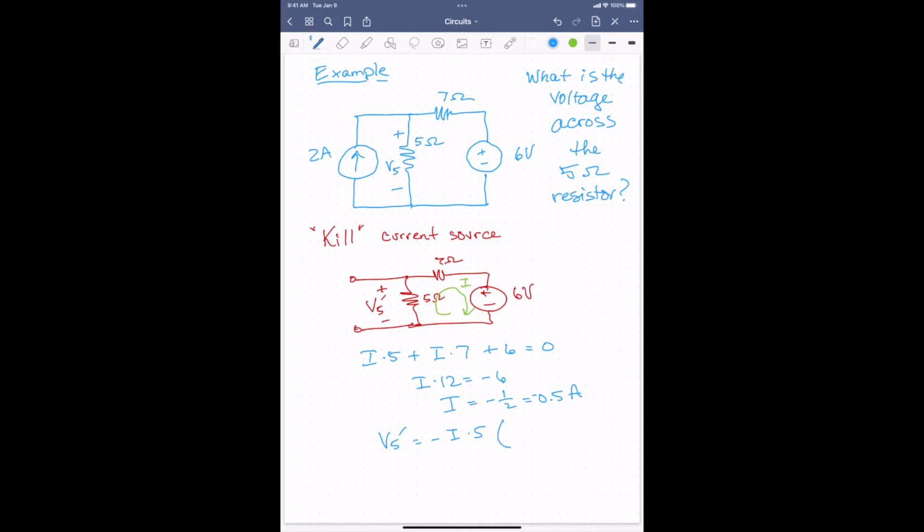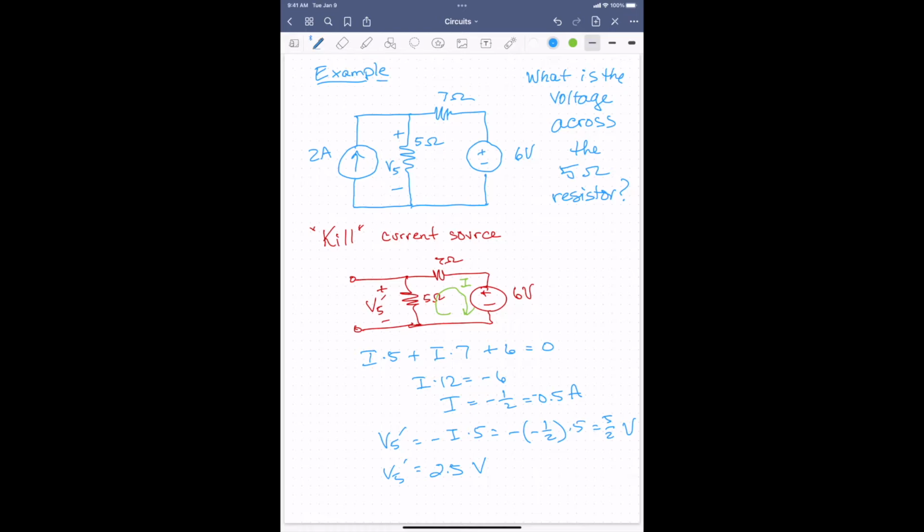So V5 prime is equal to minus I, which is minus 1/2, times 5. So that will give us 5/2 volts. So V5 prime is equal to 2.5 volts. Okay, so the signs canceled.